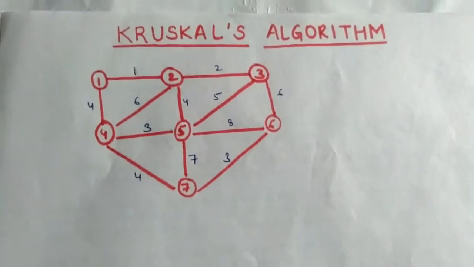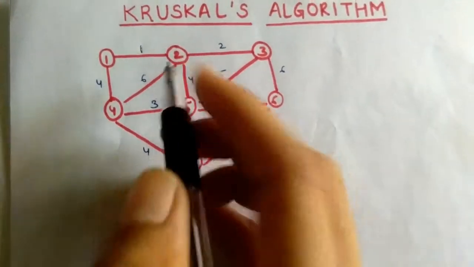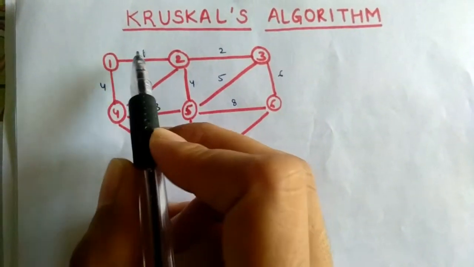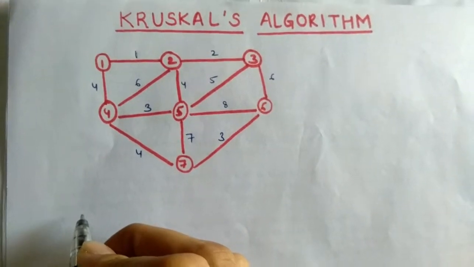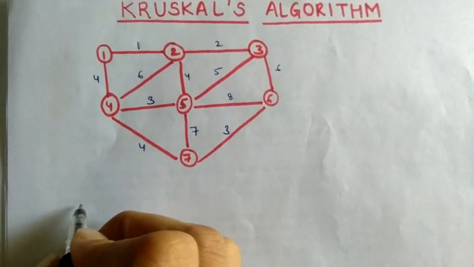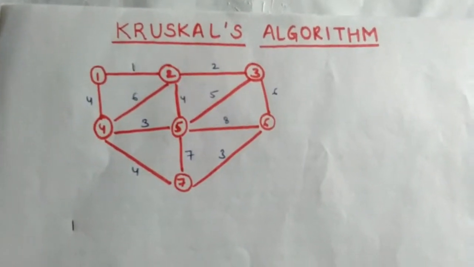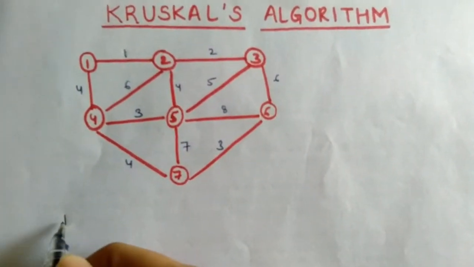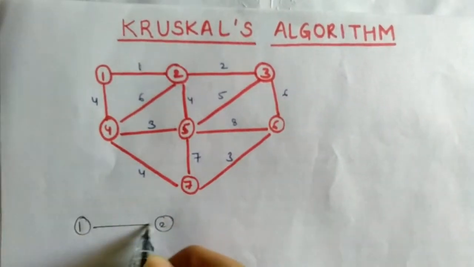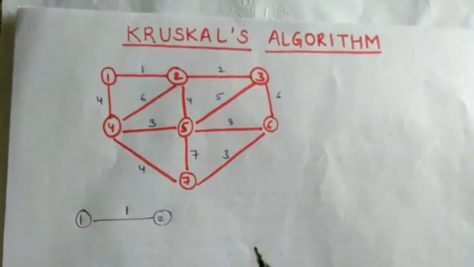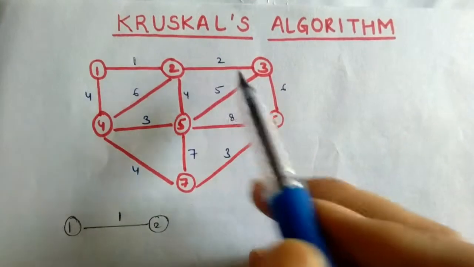Now let us start by taking the first edge, that is we will start from the lowest edge weight, that is 1. It is from 1 to 2, that is the vertex 1 to 2 in the graph. So we will write here, now we will take the first edge, vertex 1 to 2, and the weight is 1. Now the next step is to find the next lowest weight.